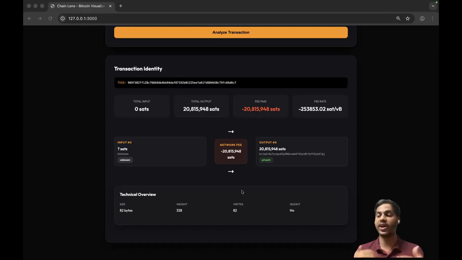If this transaction had advanced features like a time lock to prevent spending before a certain date, or if it was signaling that it could be replaced by a higher fee later, our visualizer would display those alerts automatically.